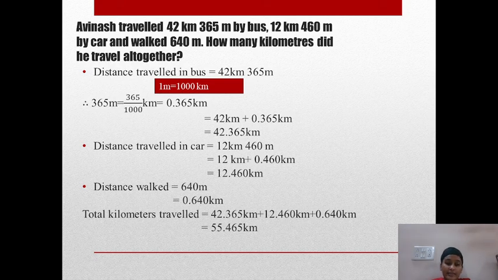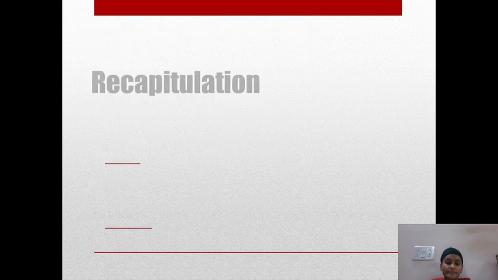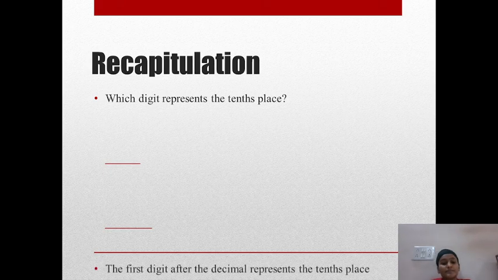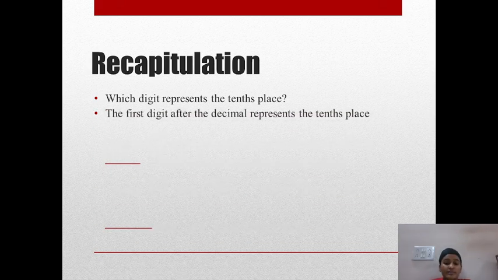So today we have learned about the decimal fractions. We have seen the addition and subtraction of the decimal fractions. We have solved some sums and we also saw some problems based on it. We also learned about the place values, right? So what is your recapitulation, students? Which digit represents the 10th place, students? Yes, very good. The first digit after the decimal represents the 10th place.